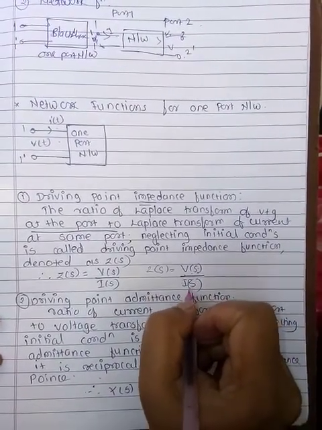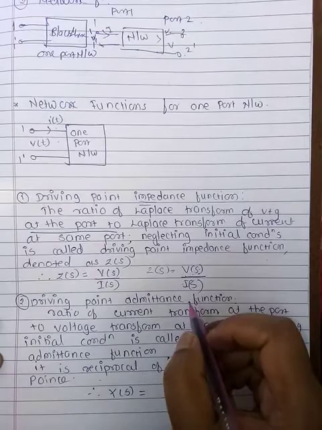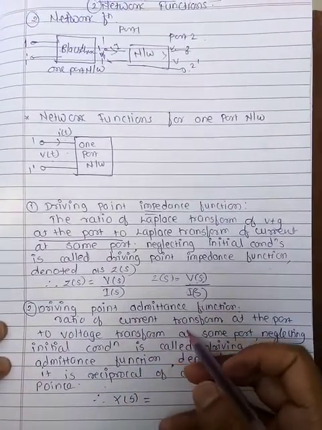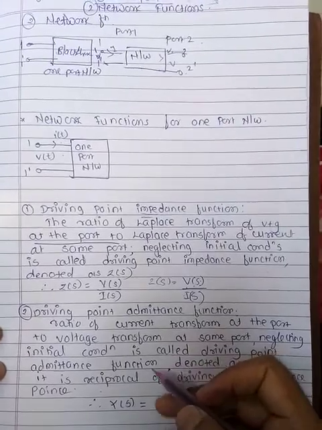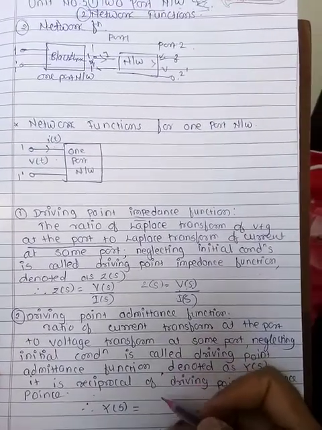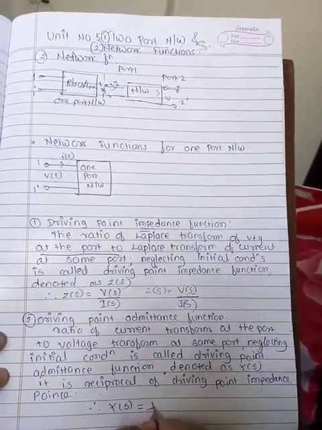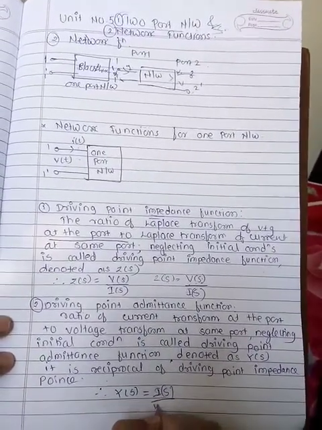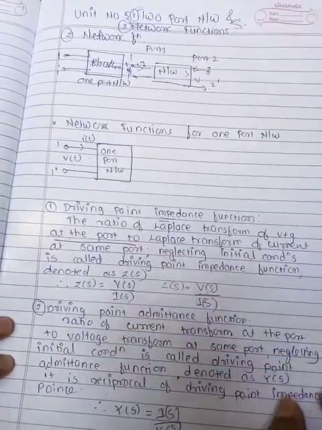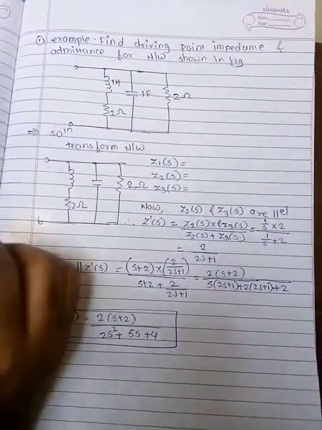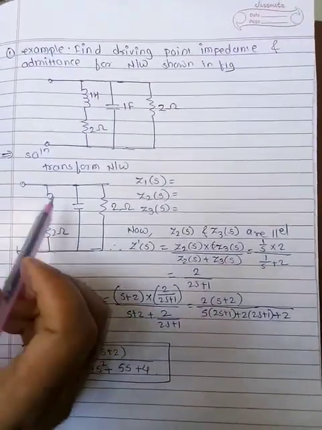As we know, admittance is the reciprocal of impedance. So we can simply write that it is the ratio of the current transform at the one port to the voltage transform at the same port. Also we can write Y(s) is equal to I(s) upon V(s). These are the two driving point functions for the one-port network. We will see one example of a one-port network.